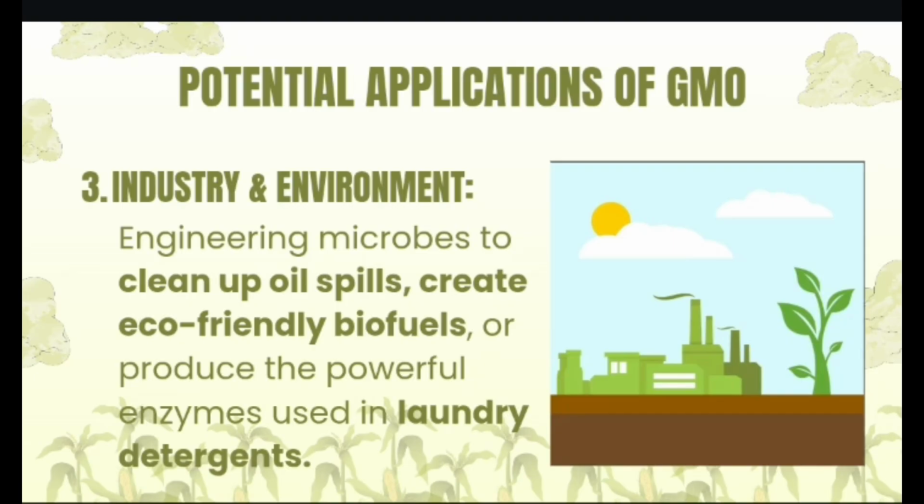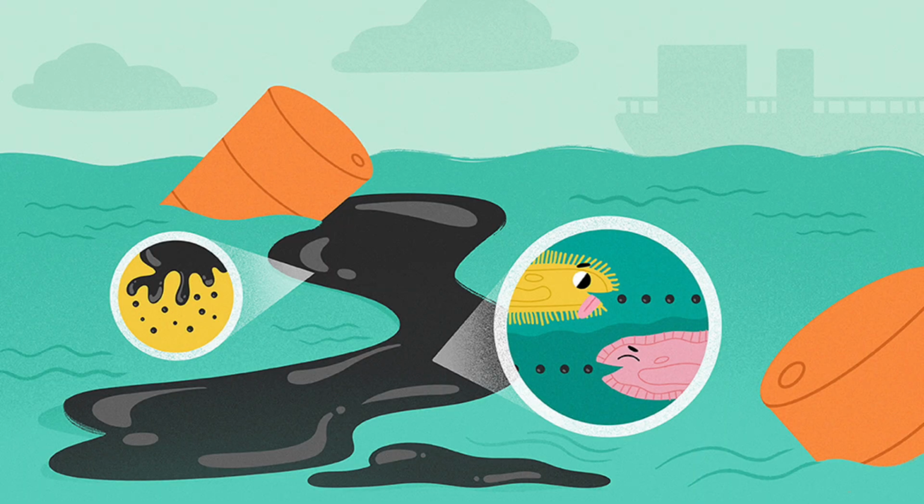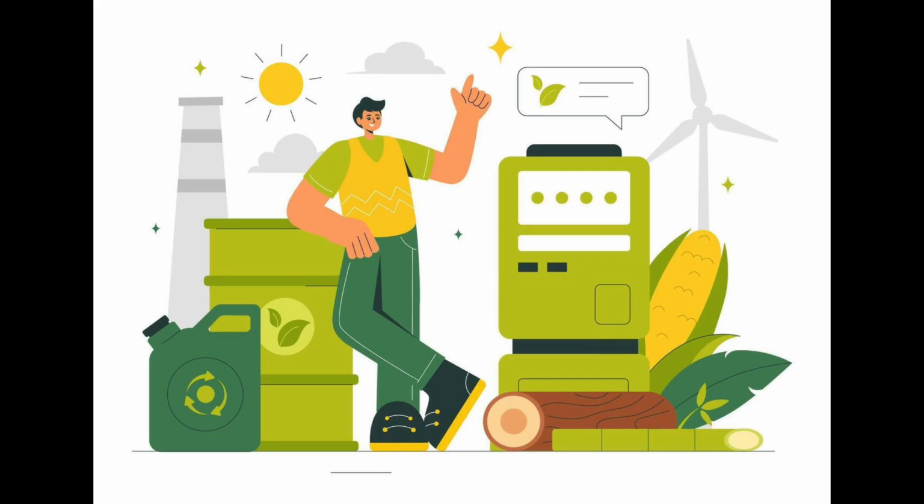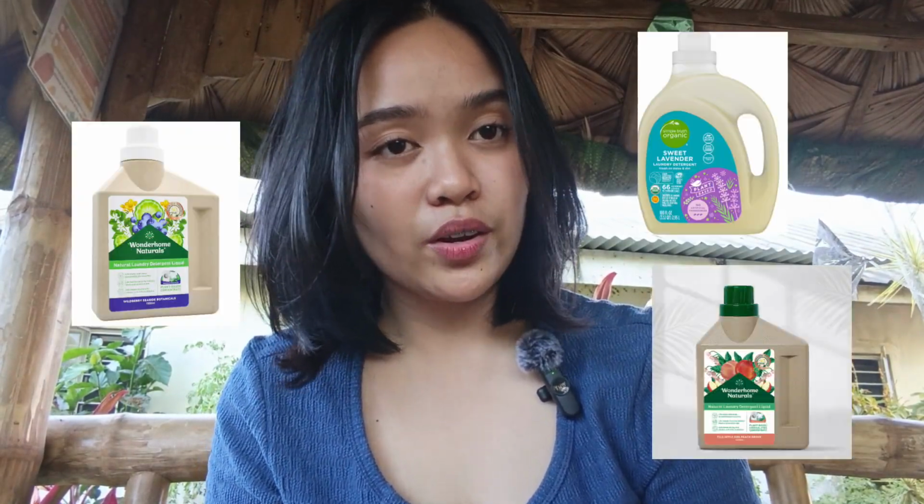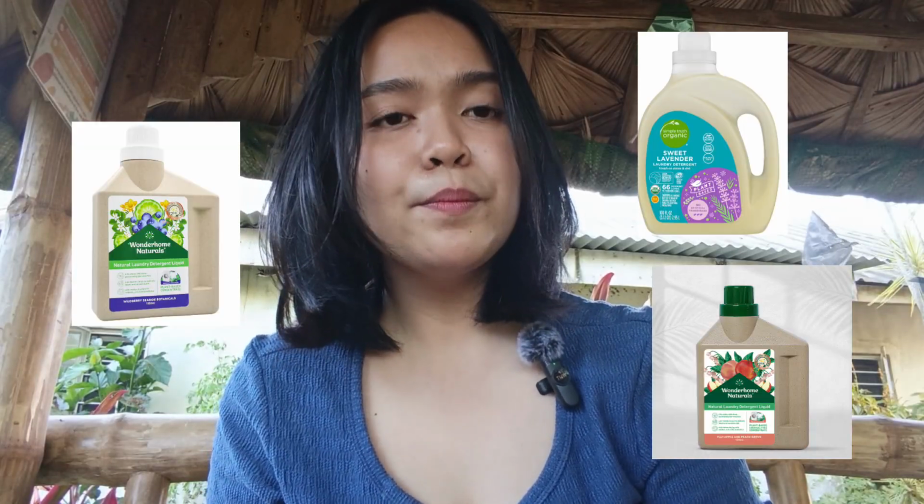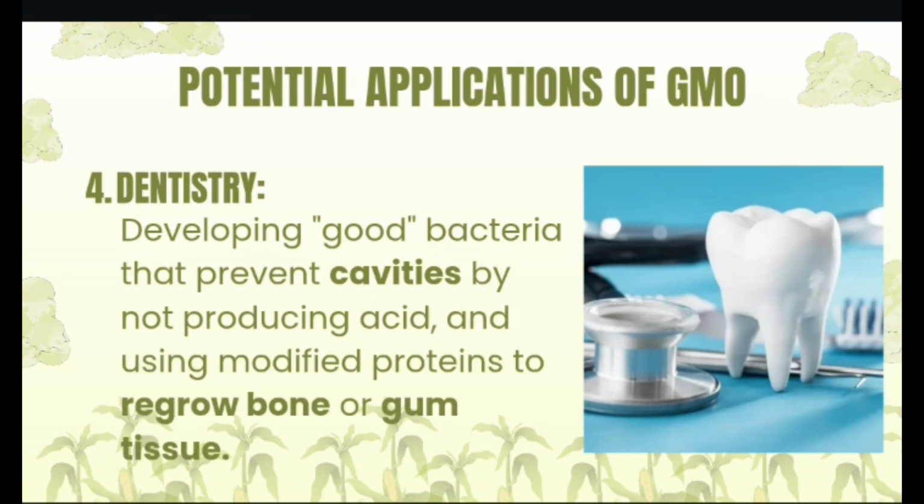Aside from agriculture and medicine, GMOs also have applications in industry and environment. We can engineer microbes or tiny organisms to create amazing things. For example, they can be used to clean up oil spills by eating the oil. They can also be used to create biofuels, which are environment-friendly sources of energy. And did you know? Some of the powerful enzymes used in our laundry detergents are also produced by using genetically modified microbes.